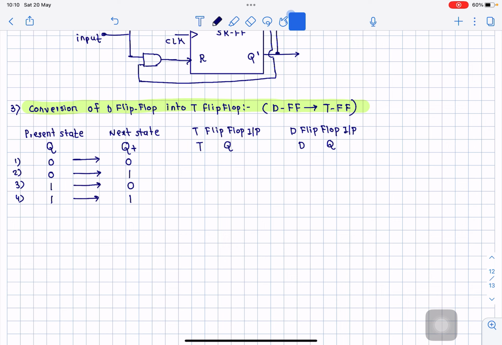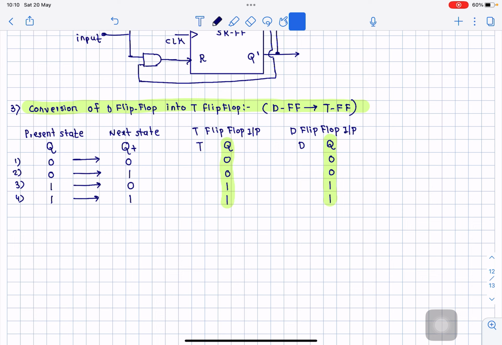Now what I will do is copy as it is the present state in the first column into the Q column of the T flip-flop as well as the Q column of the D flip-flop. So I will copy this as it is, which I am highlighting with green color. Here you write 0, 0, 1, and 1. Similarly, 0, 0, 1, and 1.